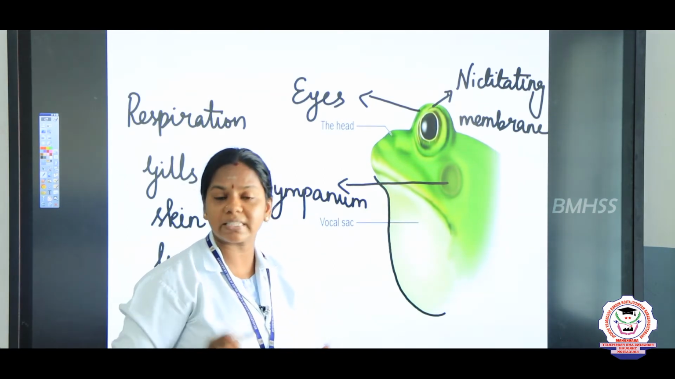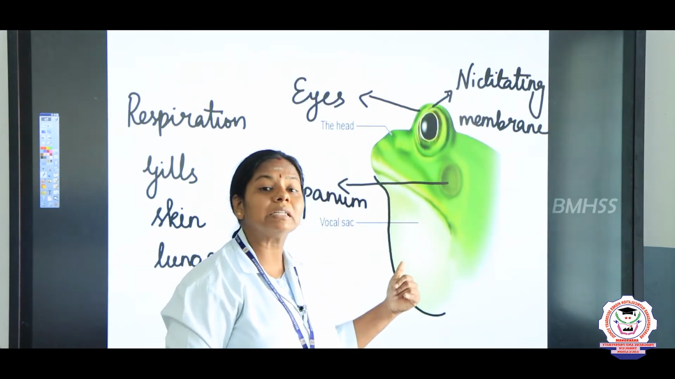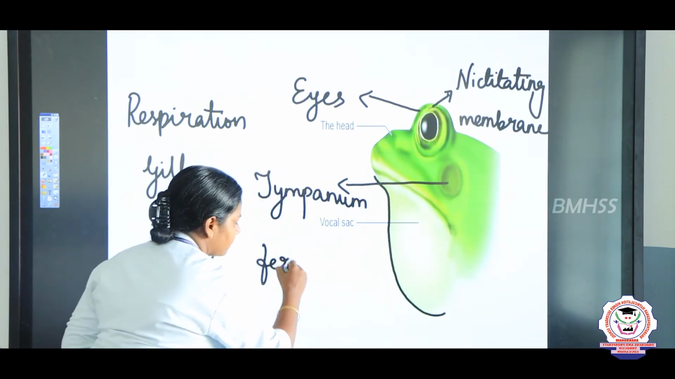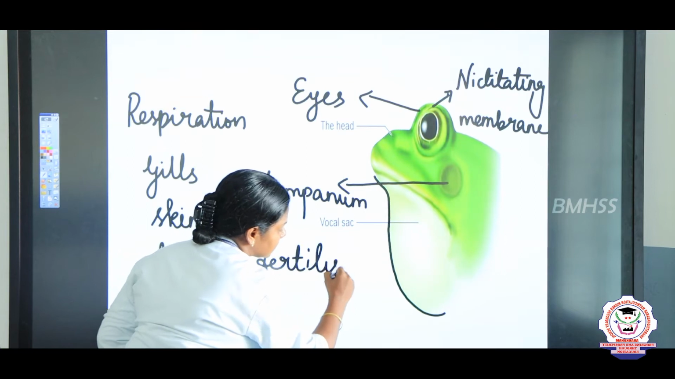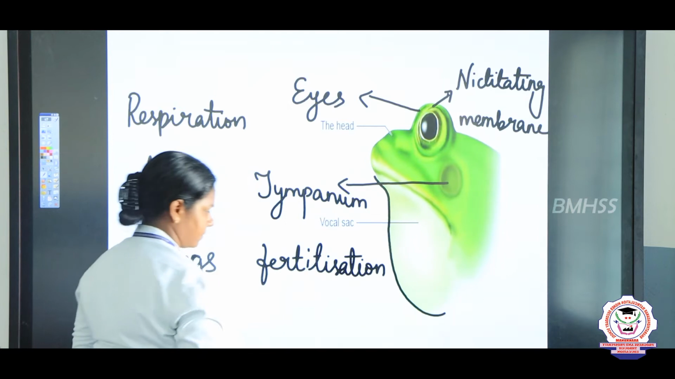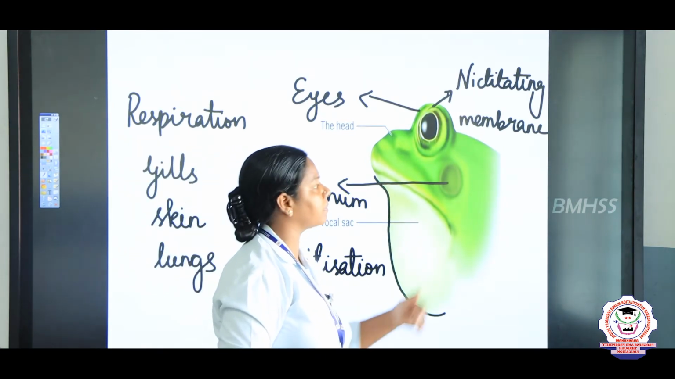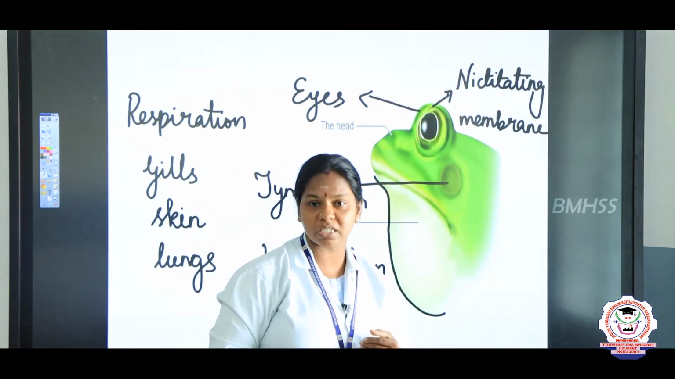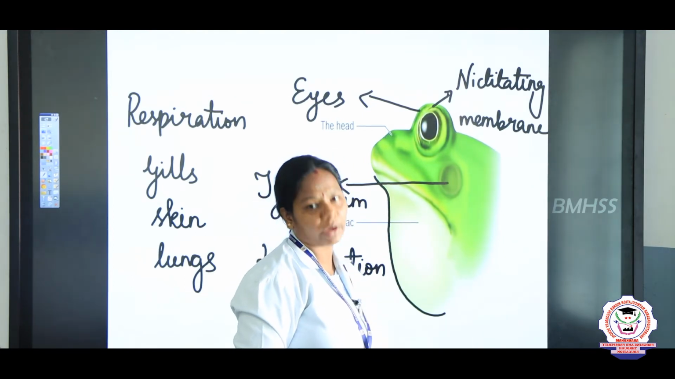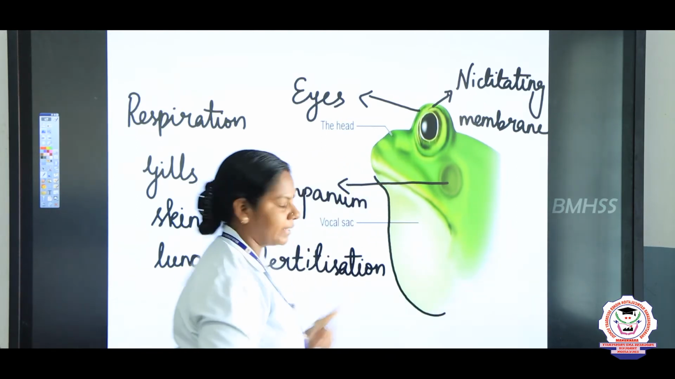Male and female sexes are separate and sexual reproduction takes place, but the fertilization is external. It takes place outside the body. Here development is indirect. Indirect means the frog undergoes the tadpole stage to become an individual. The excretory system is mesonephric, that is, moderately developed kidneys.